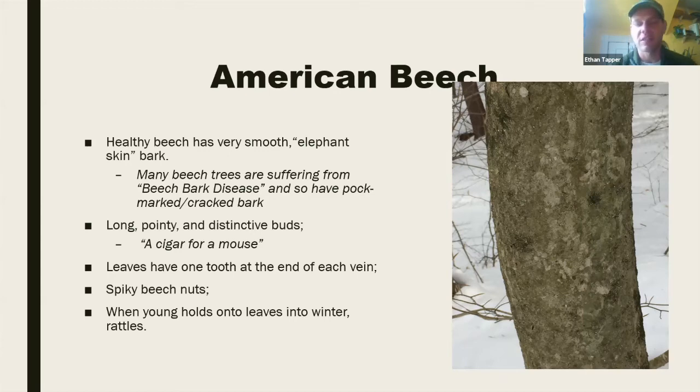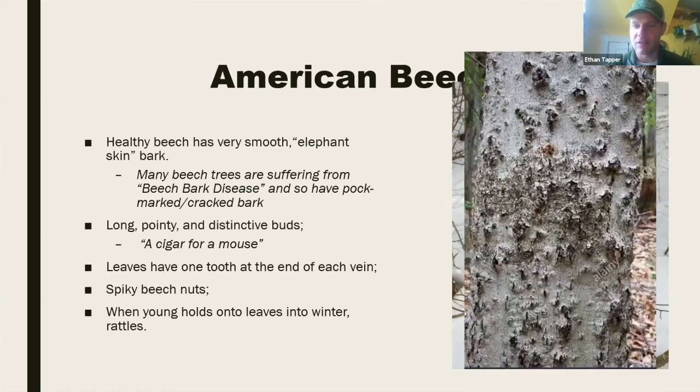Unfortunately, it's also afflicted with an invasive disease that was introduced in the early 1900s called beech bark disease. So while you'll still see patches of smooth bark, a lot of times that smooth bark will have these black pockmarks or cracks in it, which is a symptom of that beech bark disease.